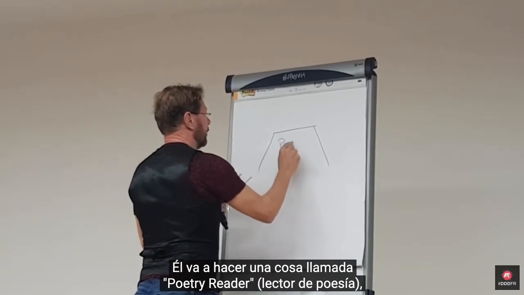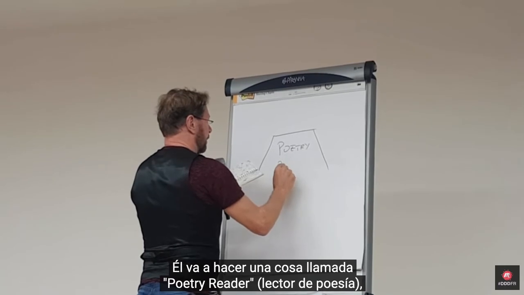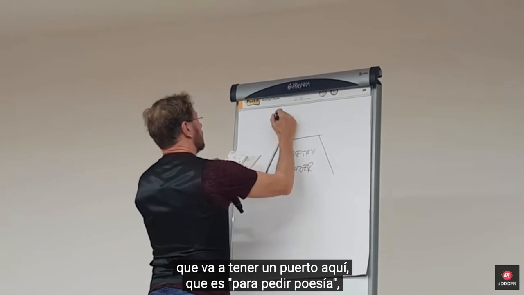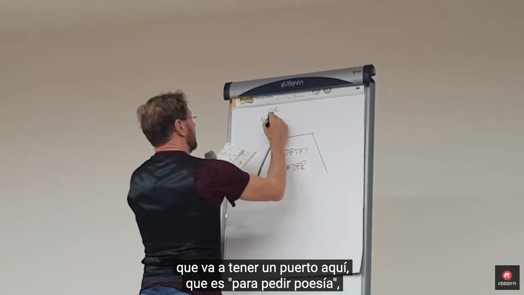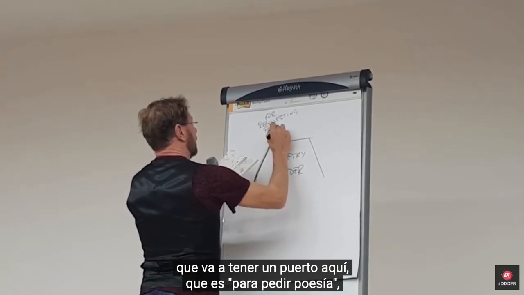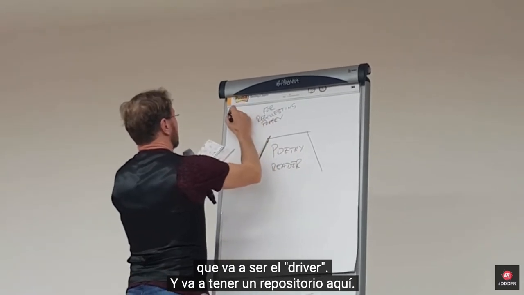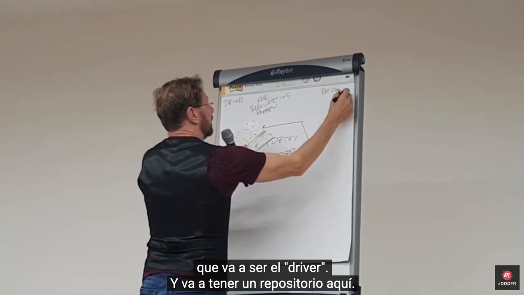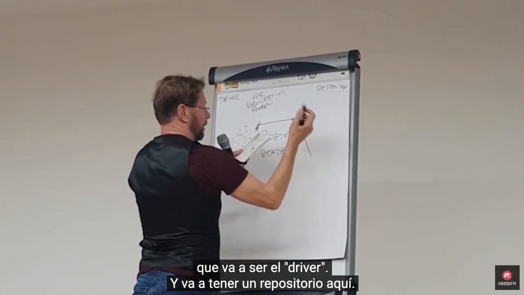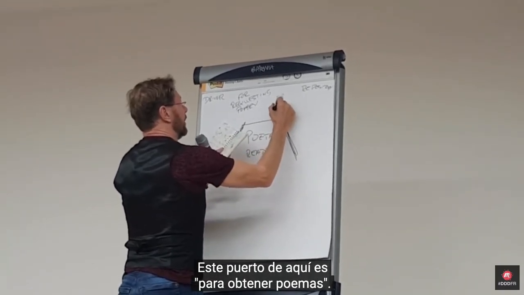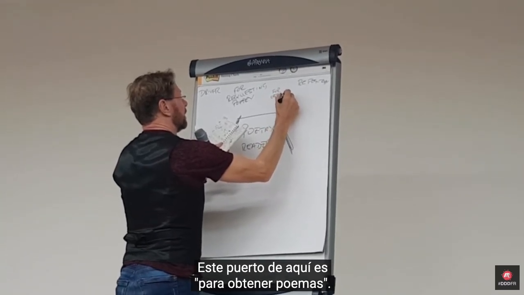So here's what we're going to do. He's going to do a thing called a poetry reader. We're going to have one port over here, which is for requesting poetry. And that's going to be the driver, right? That's our driver over here. And he's going to have a repository over here. And it's going to be something. So this port over here is for obtaining poems.